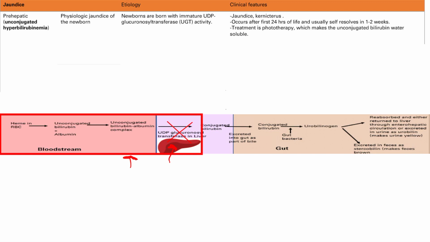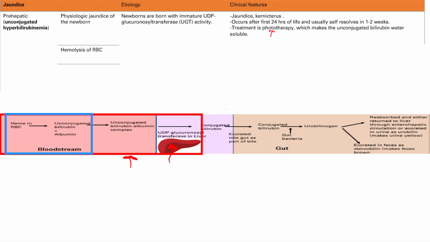So first of all, normally this occurs after the first 24 hours of life and usually self-resolves in 1 to 2 weeks. Okay, so there's newborn babies getting jaundice. This is physiologic jaundice in newborns. And what we do to treat them is we can give them phototherapy. Basically shine this light that helps make the unconjugated bilirubin water soluble. You're like bathing the baby in this light. And that's to prevent this kernicterus and the neurological problems of physiological jaundice.